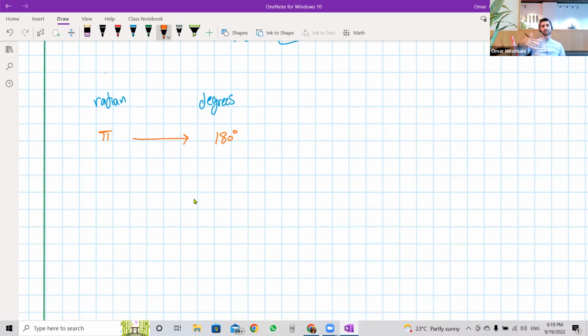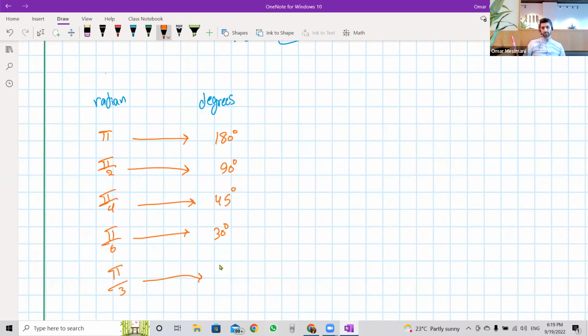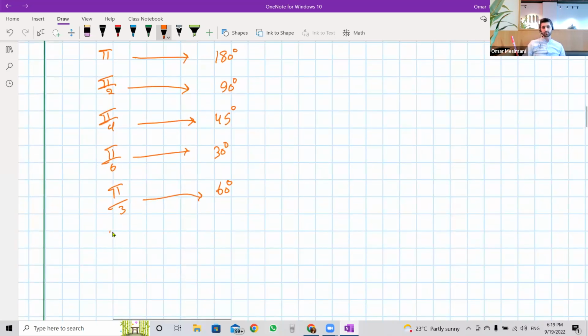There are some famous angles you need to know, like 90 degrees, which is pi over 2. Pi over 4 is 45. Pi over 6 is 30. Pi over 3 is 60. And 2 pi is 360. These are the famous angles. You need to know them.